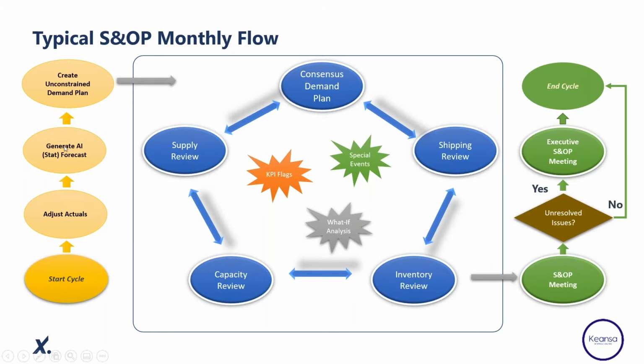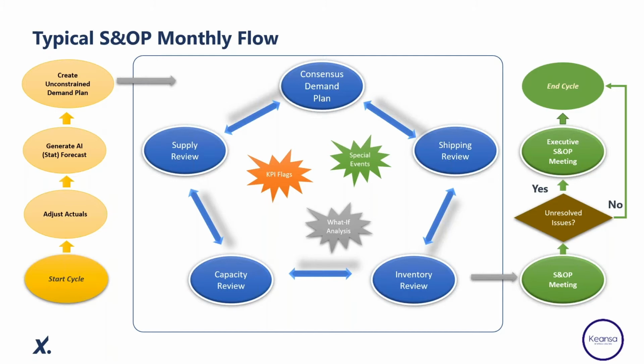Once we go through the statistical forecast engine, we come up with an unconstrained demand plan. At this point in time, this is the forecast based on our past history, and this is our starting point. It's simply our starting point, because always there's going to be some changes. You're not always doing the same thing that you did last year.